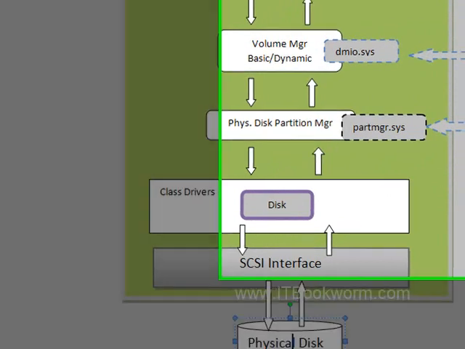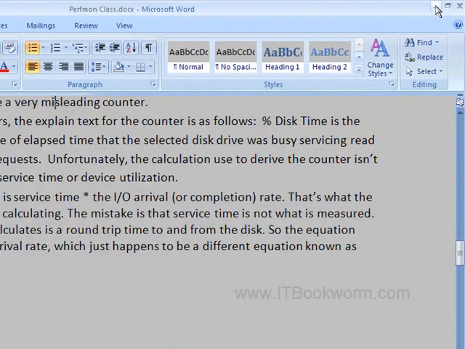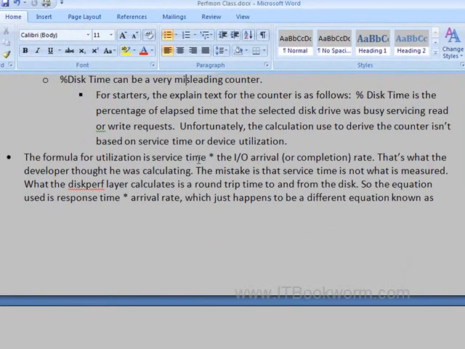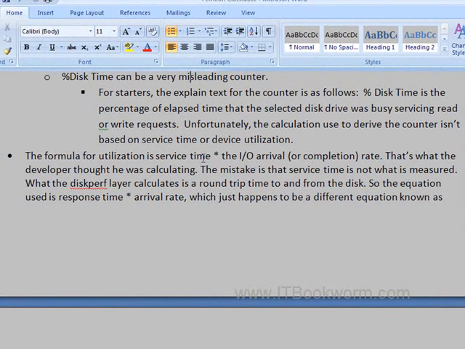So unfortunately, the percent disk time is calculated using that, and it's very misleading what that's actually for. Do not use percent disk time to calculate service time. Okay? You will be sadly disappointed.